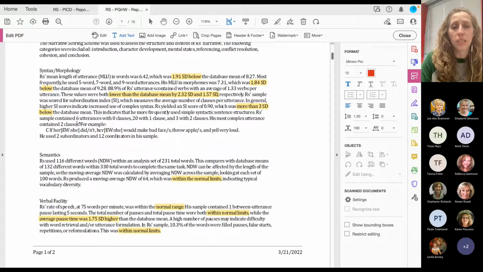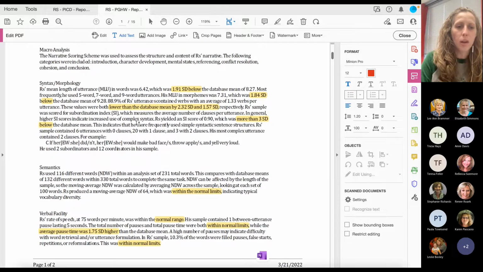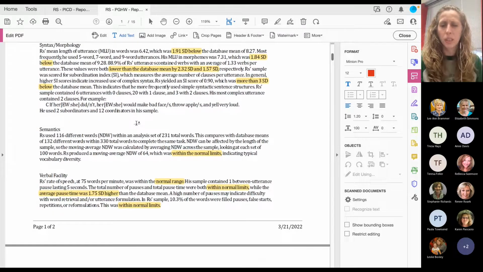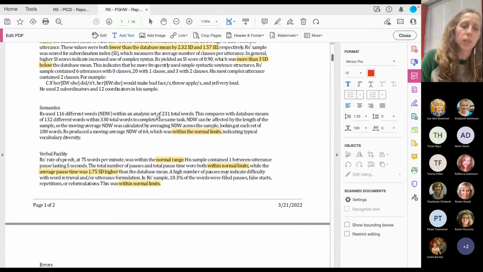And then it gives you some specific examples. It also tells you that most of his utterances contained a certain number of clauses. He generally had one clause, so 20 utterances with one clause, and his most complex utterance had 2 clauses. So he's really using pretty simple sentences right now. And this kid's 8, so not a huge concern, but we definitely want to see him using complex sentences.